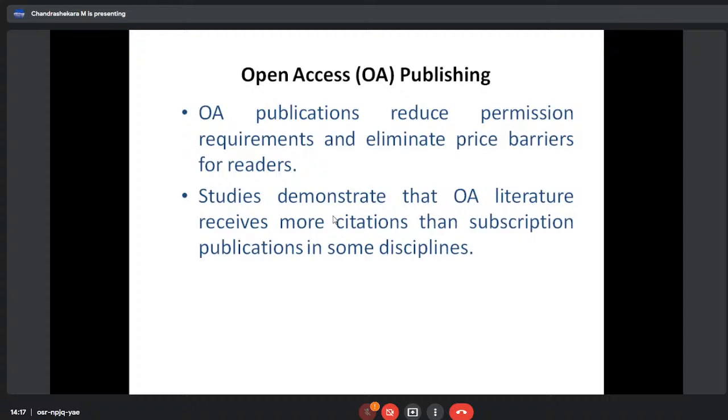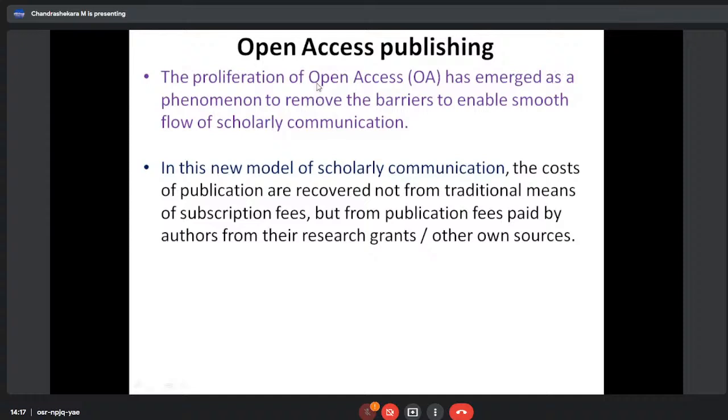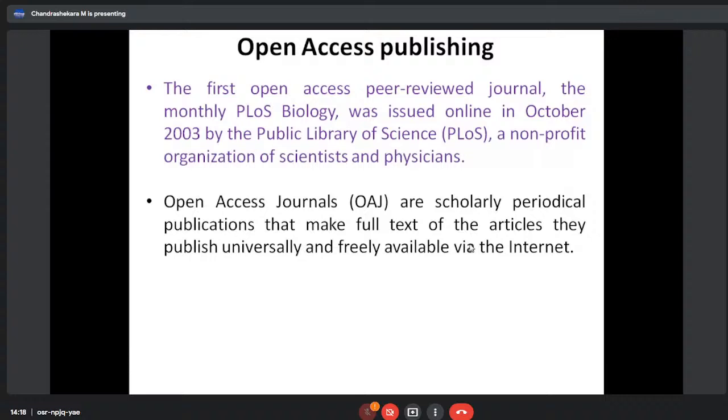Then the proliferation of open access has emerged as a phenomenon to remove the barriers and enable the smooth flow of scholarly communication. Finally, what will happen? What is important? Communication. Scholarly communication is more important. The first open access peer-reviewed journal, the monthly PLOS Biology, Public Library of Science, was issued online in October 2003 by the Public Library of Science, a non-profit organization of scientists and physicians. Okay, this is the first open access peer-reviewed journal.